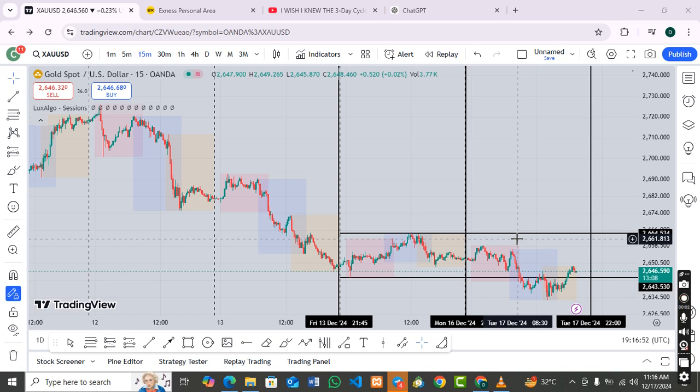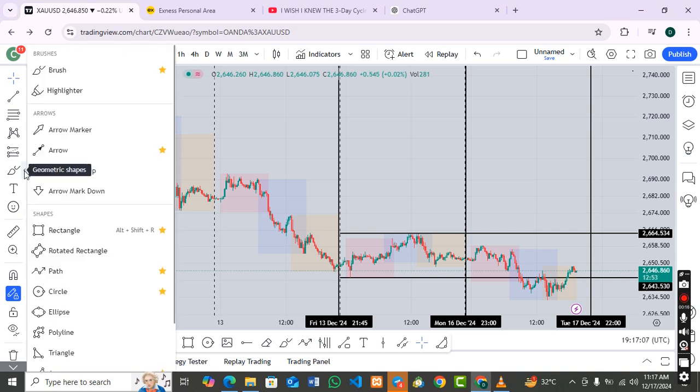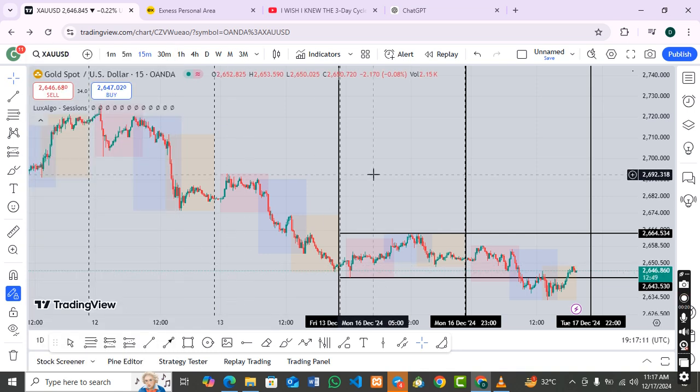In this video, I'm going to show you how to master change of character using a particular tool. When you come to TradingView, go to this area where we have the tools, go to geometric shapes, and select the path. Anytime you get confused with change of character, you can make good use of this tool. So let us select the path.